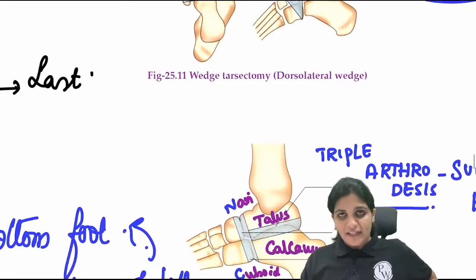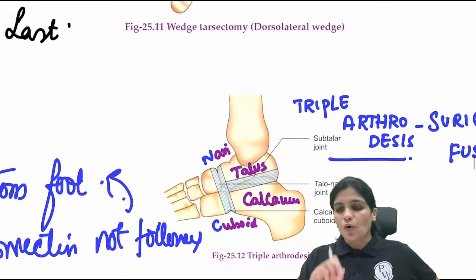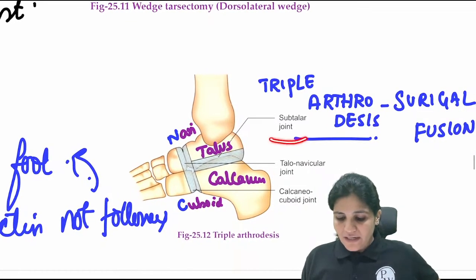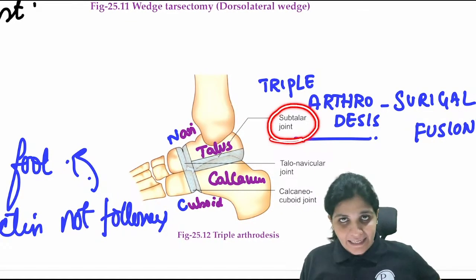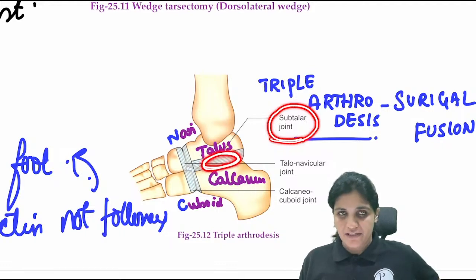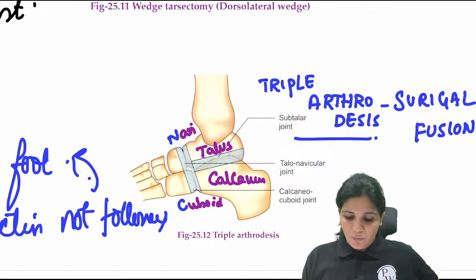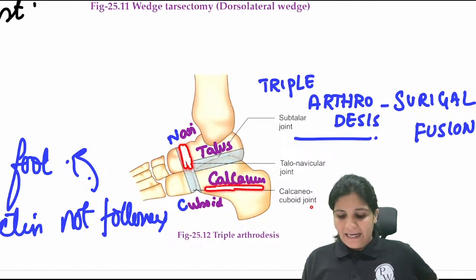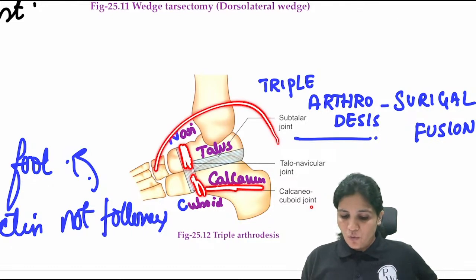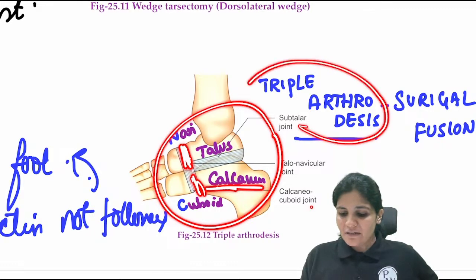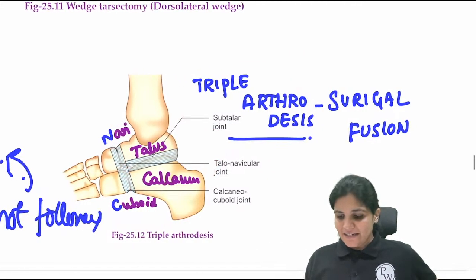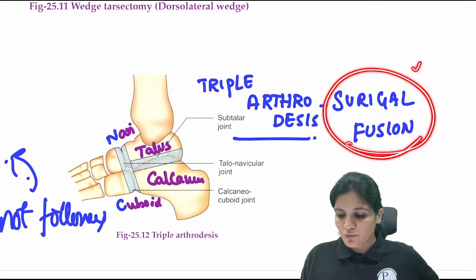And finally, if nothing is working out, or these wedges are not helping you, you fuse all three important joints. So what are those three important joints? The first one is the subtalar or talocalcaneal joint. The second one you fuse is the talonavicular, and the third one you fuse is the calcaneocuboid. So when you fuse all these three, this is called arthrodesis. Whenever you use the term arthrodesis, that is nothing but surgical fusion.